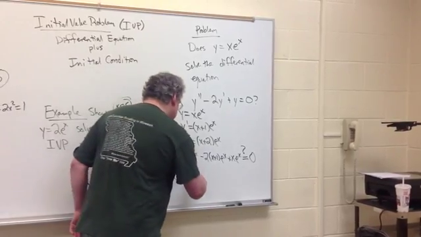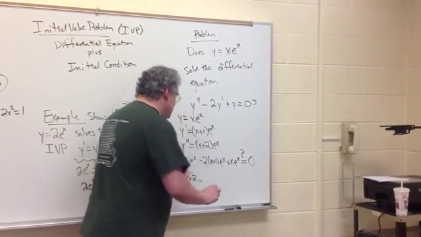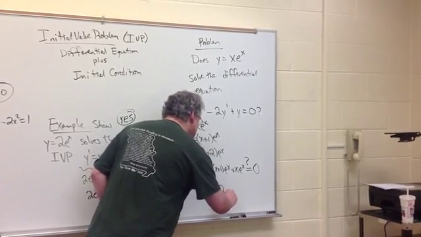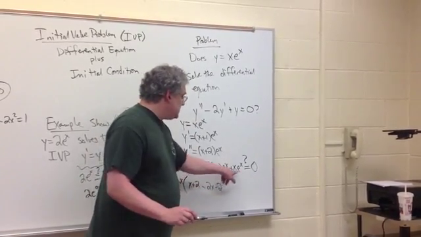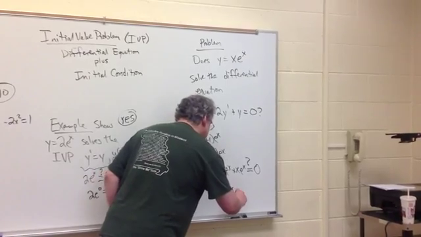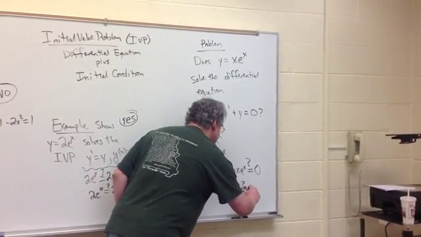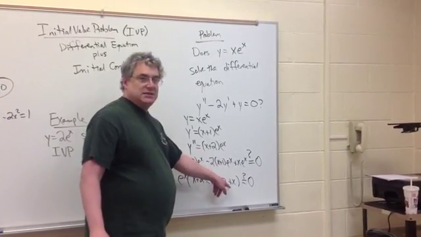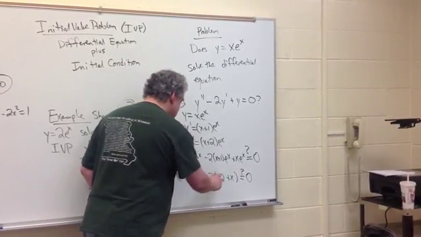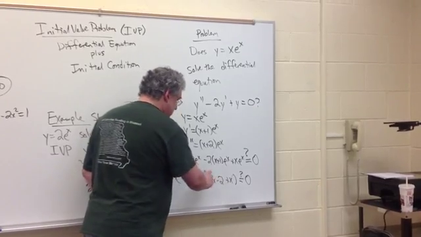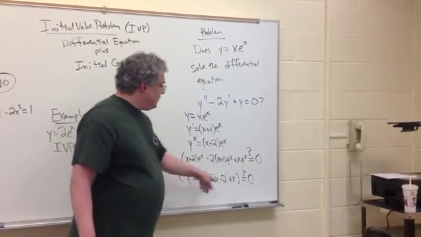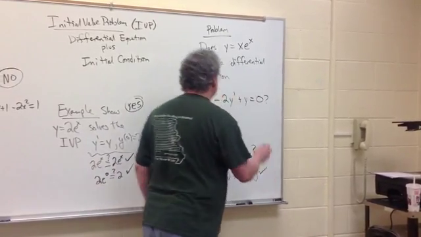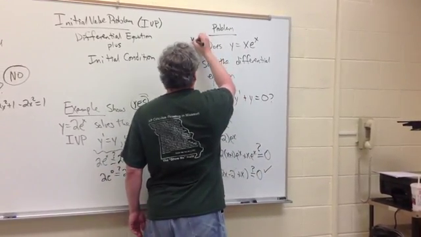X plus 2, minus 2 times x plus 1, so minus 2x, minus 2, plus x. Is that equal to 0? X minus 2x plus x. Well, look, cancels, cancels, cancels. 2 and minus 2, cancels, cancels. Nothing's left, it's 0. So the answer is yes. Check, and yes, it does.